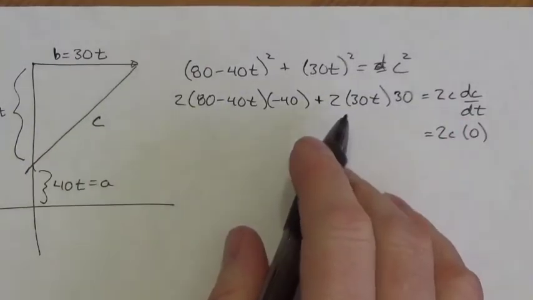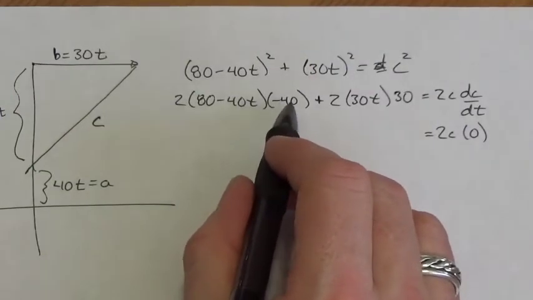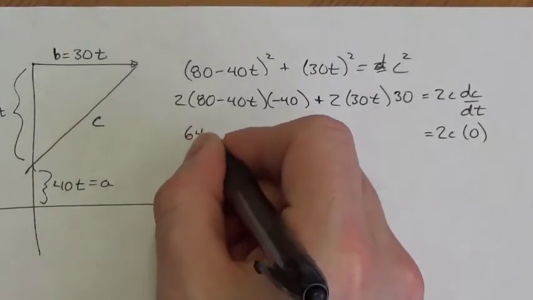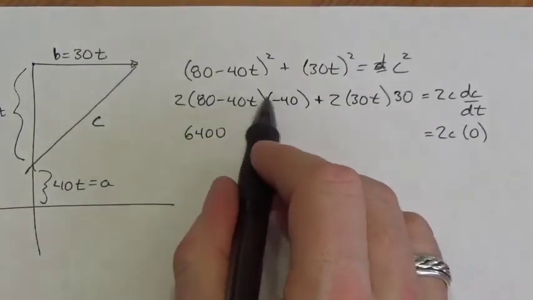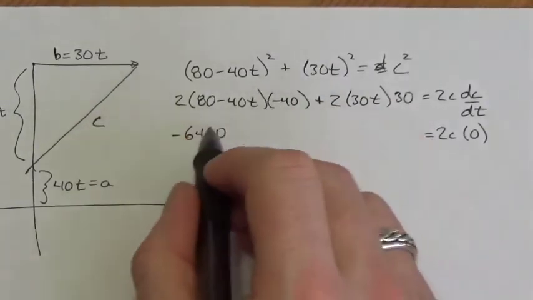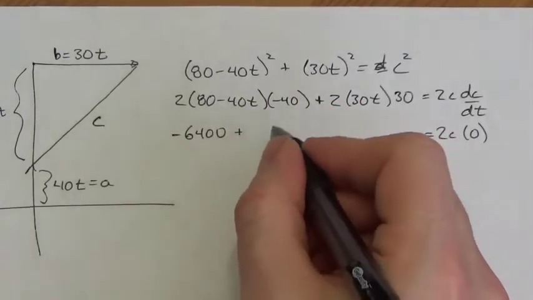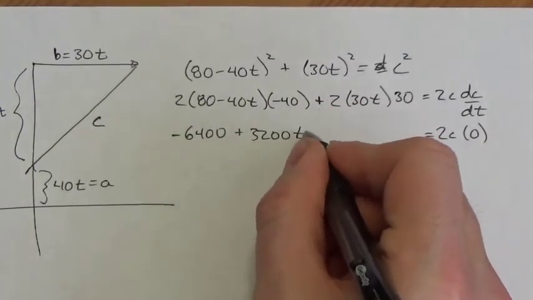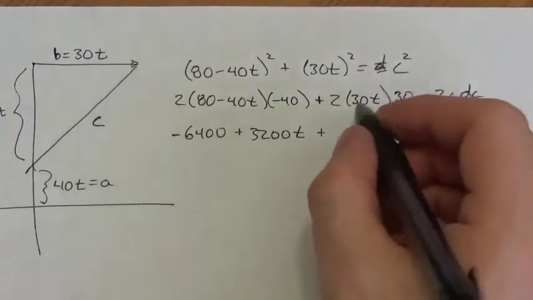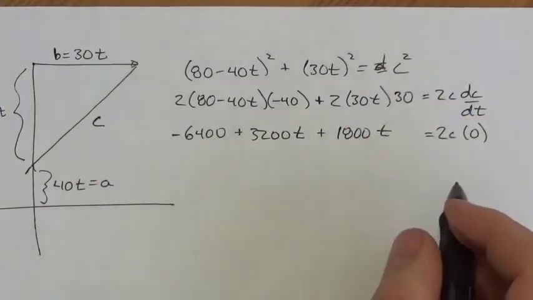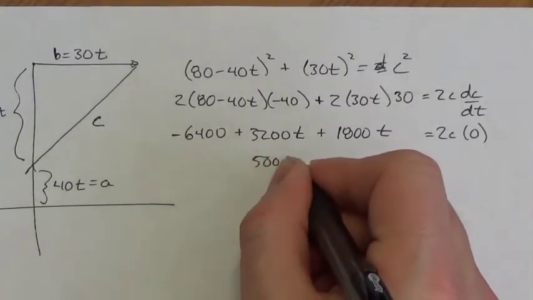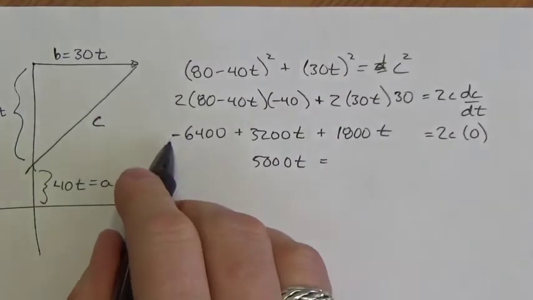Now over here, when I multiply this all out and distribute that negative, that's going to be negative 80 times 80, which gives 6,400. When I multiply all those together, that'll be negative 6,400 because of that negative right there, and this will be positive 3,200t. And then over here, 2 times 30 is going to be 60 times 30t, that's going to be 1,800t. So this is actually fairly easy to work with. This is going to end up being 5,000t. I'll bring that negative 6,400 over.